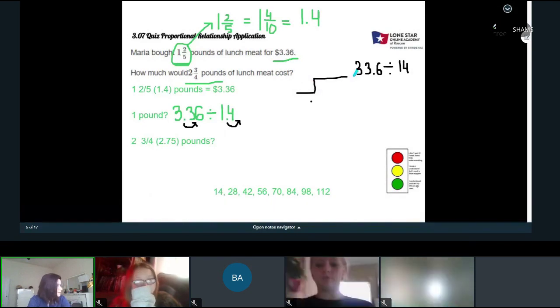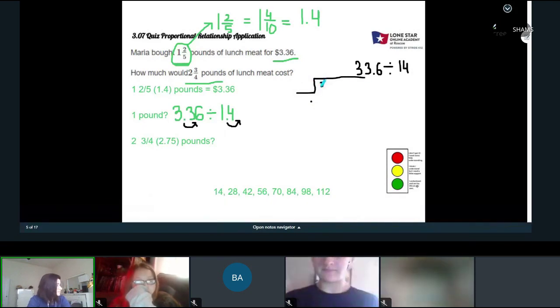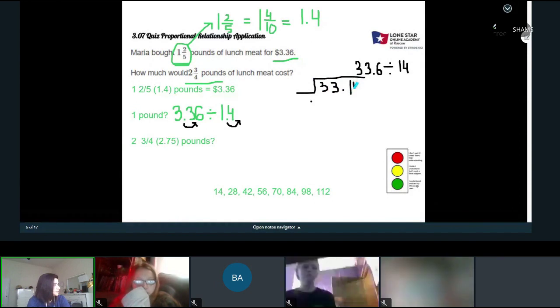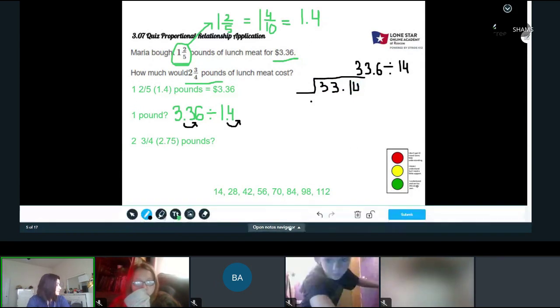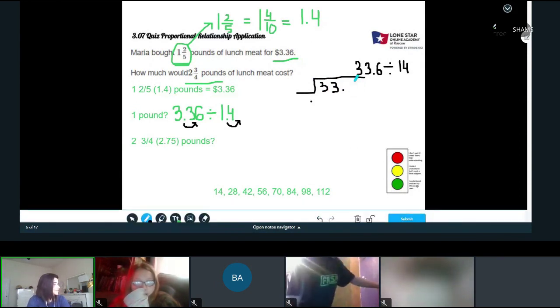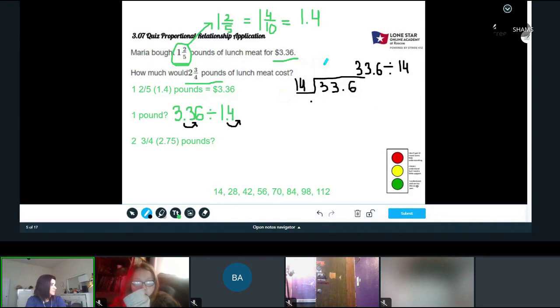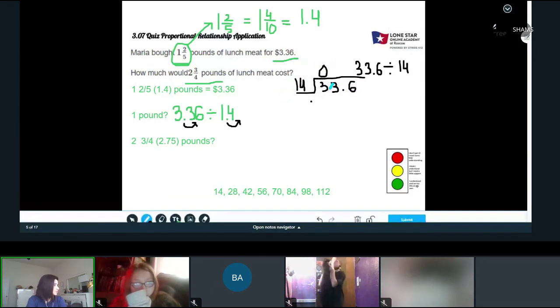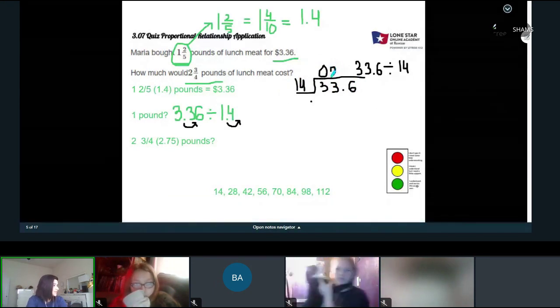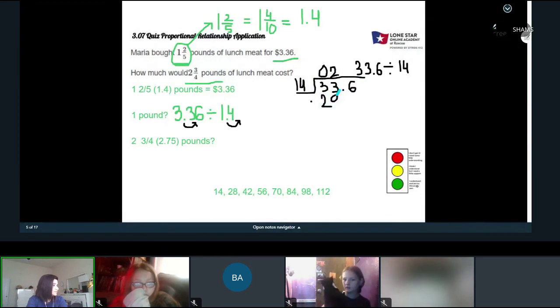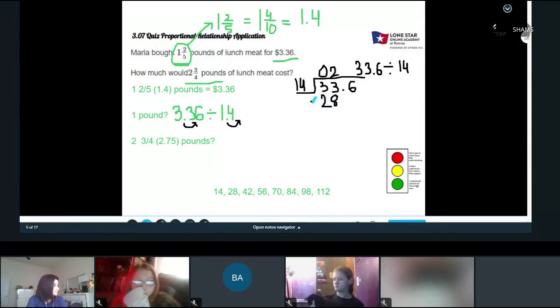So we will divide 33.6 by 14. Oh, wait, that is not right. Over here would be a 6. And here we go with 14. Okay, how many 14s can go into 3? None. How many 14s can go into 33? 2 of them. And that is 28 with a remainder of 5, right?